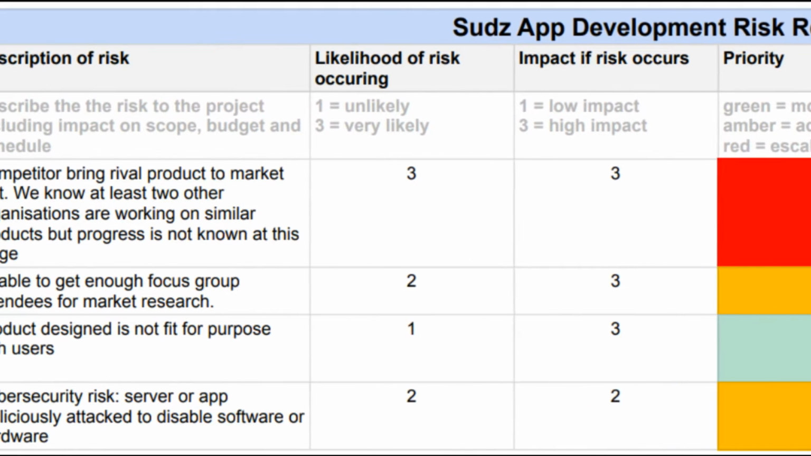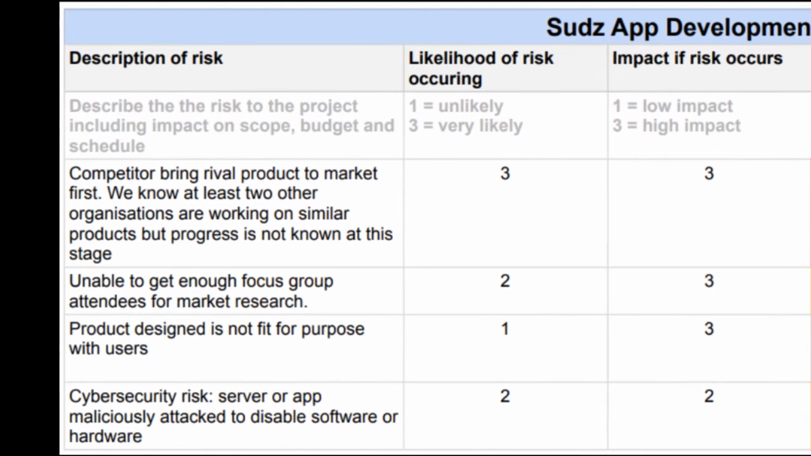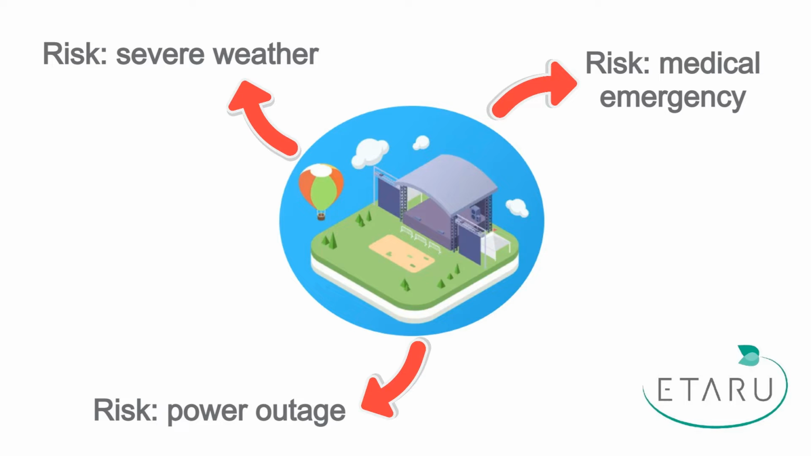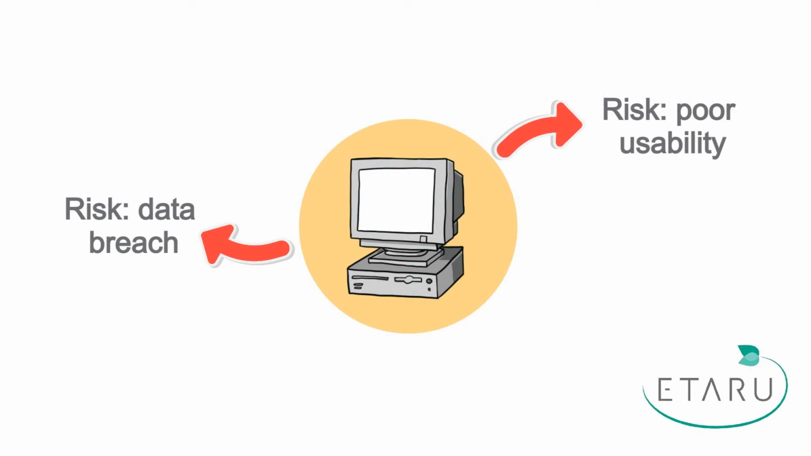The nature and type of risks vary according to the type of project being undertaken. Imagine your project is to organise a large outdoor event like a music festival. Some typical risks might include things like severe weather, power outages, or a medical emergency. These would differ from the risks of a software development project, which may include things like data breaches or poor product usability.